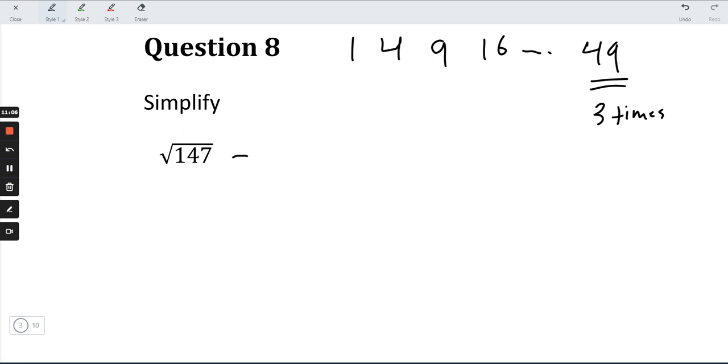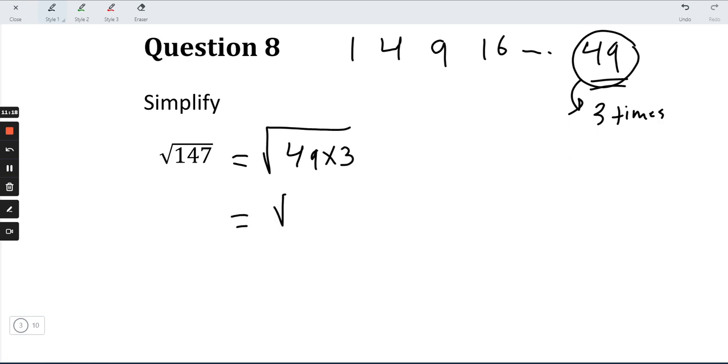That means this square root of 147 is square root of 49 times 3, which is equal to square root 49, which is a complete square, because 7 times 7, times square root of 3. This will give you 7 times square root of 3.